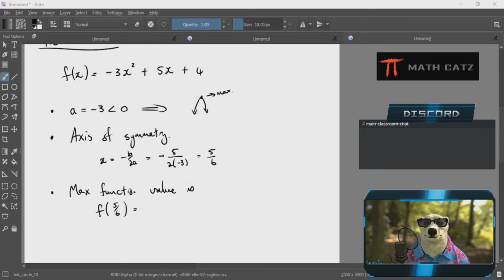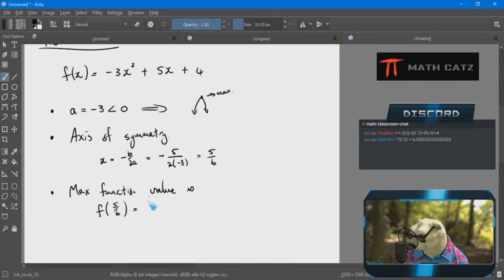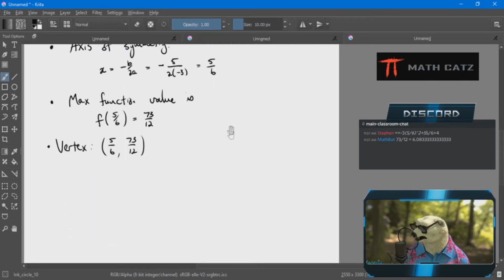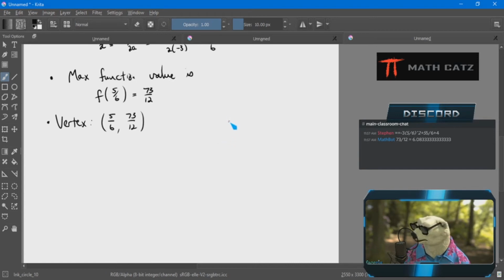So I just have to slowly put 5/6 in everywhere, and let's see what we get. So I have -3, oops, 2 equal signs, MathBot. -3 times, I have to square 5/6. Then add 5 times 5/6. Then add 4. What does MathBot say? It gives me a fraction as well. That is very nice. 73/12. I don't really want to round it, I'll leave it as a fraction. So that means my vertex is 5/6, 73/12, the point. Let's do a little graph here. I have enough information to have a rough idea of the graph.